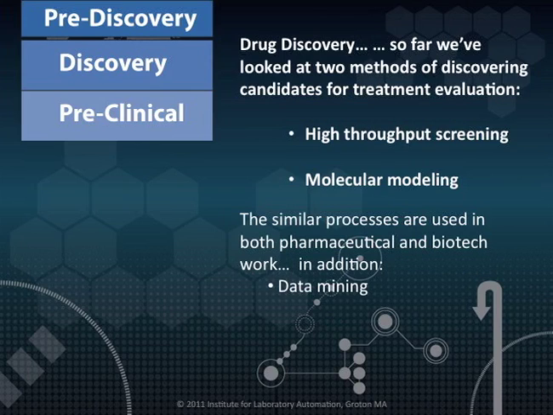So far, we've only looked at two methods of discovering candidates for evaluation. There are others. One that is coming into play is the idea of data mining. Companies have been building up massive data files of chemical and disease interactions, and now they're trying to go back and look at that information to find out if there are possibilities hiding in previous research. This is one of the factors that is driving companies to converting their paper research notebooks into electronic form.